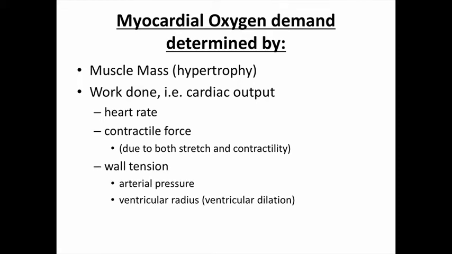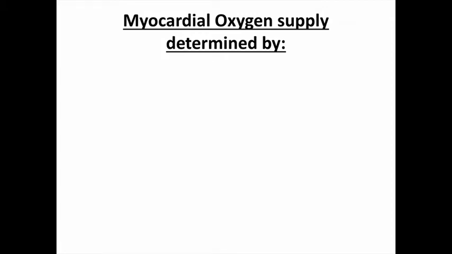And then I said just a moment ago, the wall tension situation, right? The larger the radius of the ventricle, the more tension the heart has to generate in order to eject the blood, or the higher the afterload. And same with arterial pressure. The more force the heart has to generate to work against that sustained increase in arterial pressure, the higher the afterload. So we can attribute all of these things to an increased work placed on the heart, or increased demand. So what about supply?